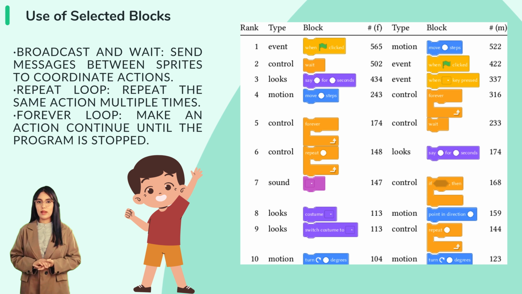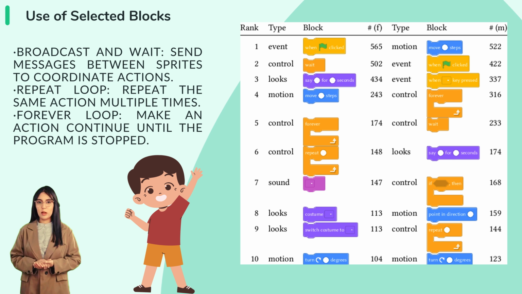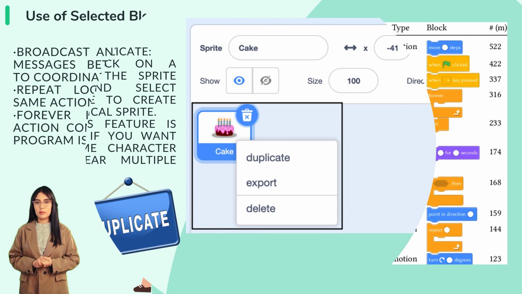6. Use of selected blocks: broadcast and wait. Send messages between sprites to coordinate actions. Repeat loop: repeat the same action multiple times. Forever loop: make an action continue until the program is stopped.